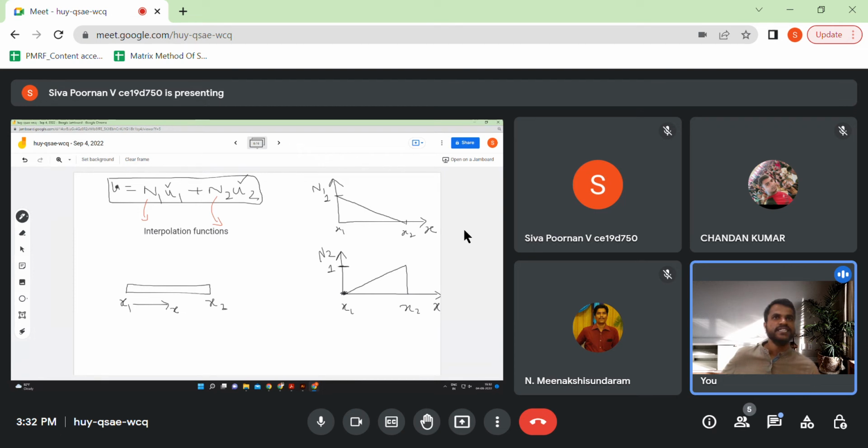Now I can say that displacement at any point is this function times u1 plus this function times u2. So you can get displacement at any point. Now you have solved the entire problem, because before this we had only discussed how we can find the joint displacements. We never talked about how to find displacement at an intermediate point.